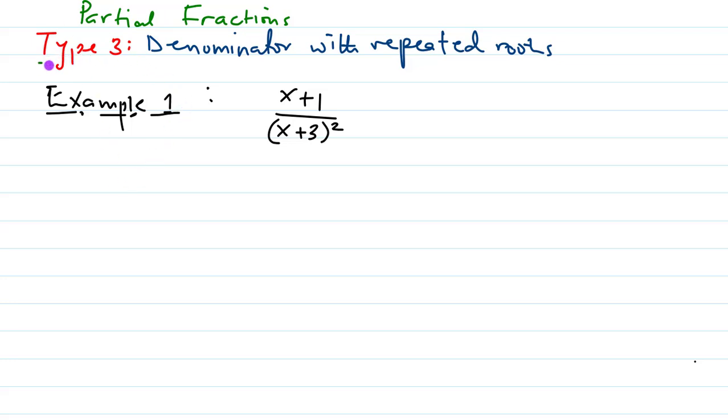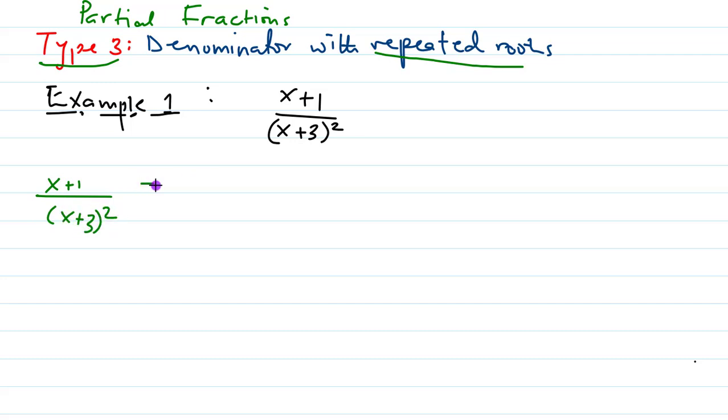Alright, let's look at the third type of partial fractions where the denominator has repeated roots. So I'll look at this example here. As you can see, we have (x+1)/(x+3)^2. So x+3 is actually a repeated root because it's a repeated factor, (x+3)(x+3). So let's go ahead and work on this.